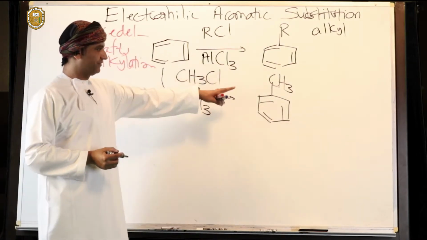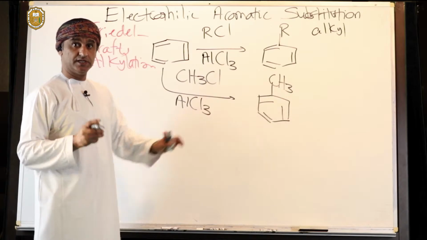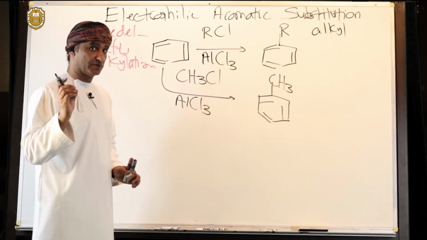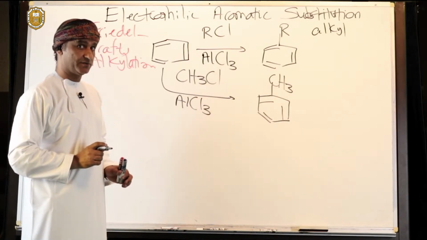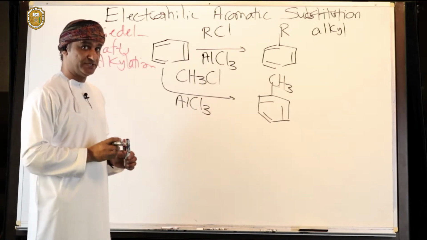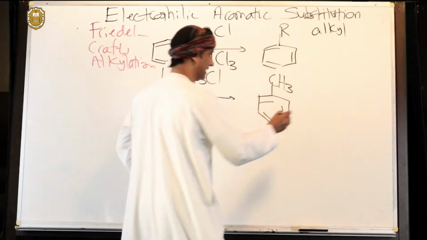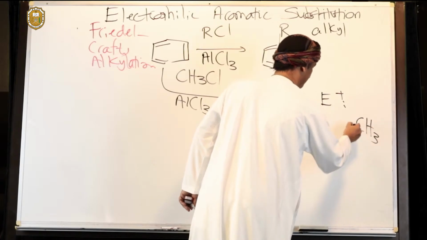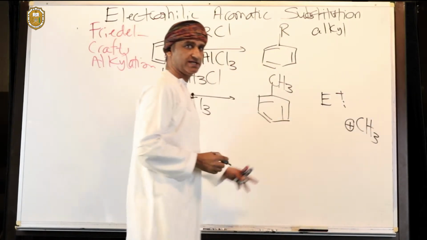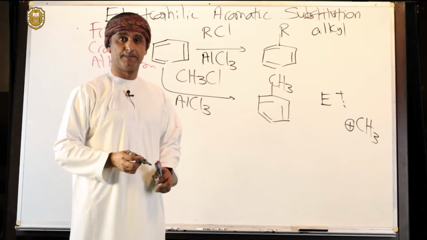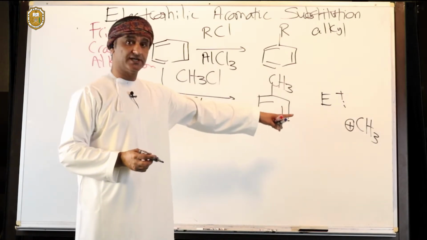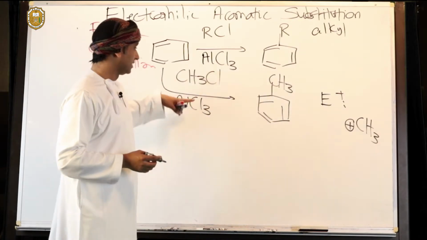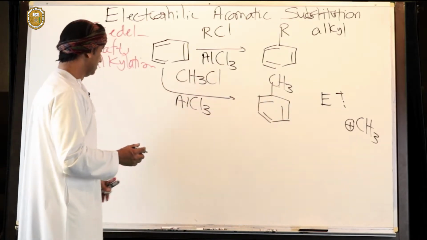If you look at the structure of toluene, you can easily spot or identify, if you like, the electrophile that's required or that should form as an intermediate in this reaction. And that electrophile that's required is this carbocation, this CH3 plus, a carbocation where carbon has a positive charge. So that methyl cation should form when chloromethane reacts with aluminum chloride.